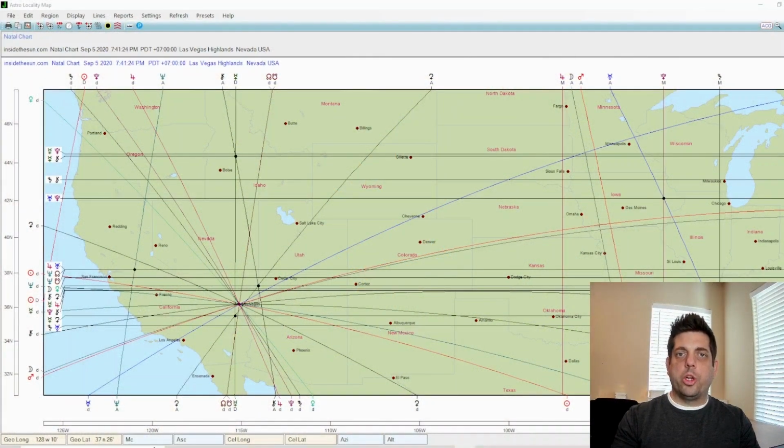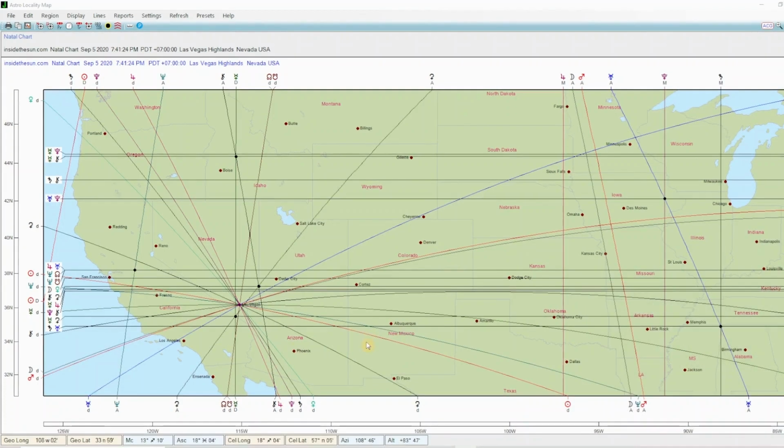In this video, I wanted to do a quick little rundown of the different locational astrology map lines and how to differentiate between them. Because when you look at a map like this, it could be a little confusing or overwhelming if you don't really know what you're looking at. So I thought I'd do a little quick breakdown of the three types of astrology map lines that you'll see when looking at a map such as this.